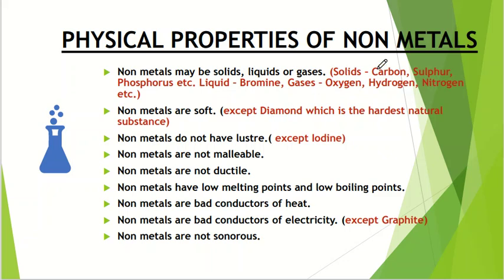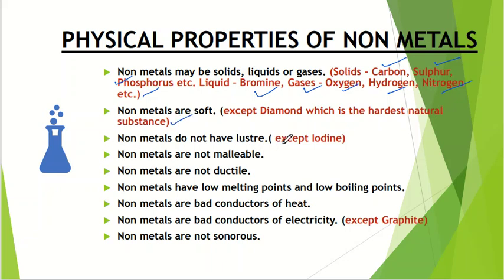Physical properties of nonmetals. Nonmetals may be solids, liquids, or gases. Solids like carbon, sulfur, phosphorus, etc. Liquid: bromine. Gases: oxygen, hydrogen, nitrogen, etc. Nonmetals are soft except diamond, which is the hardest natural substance.